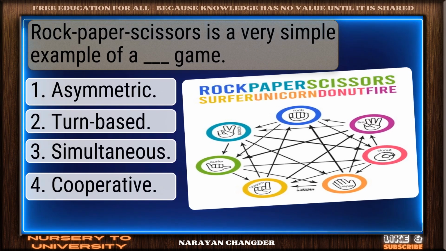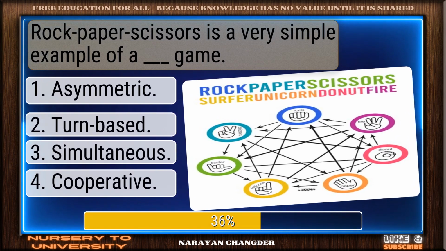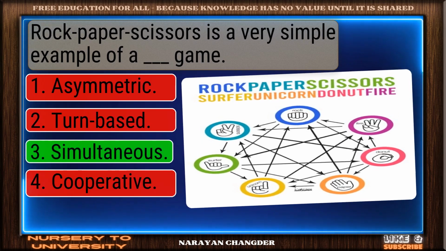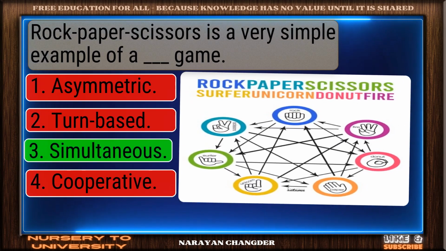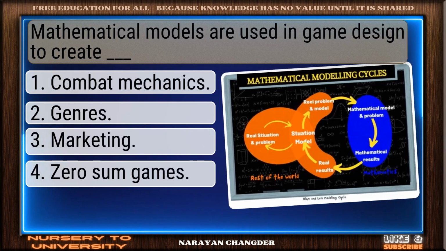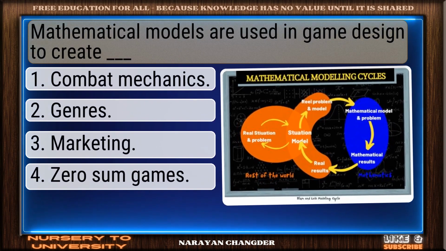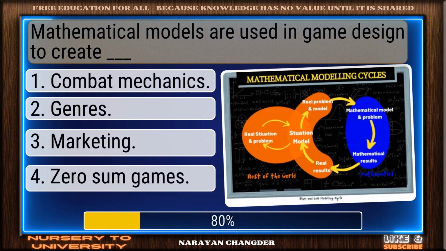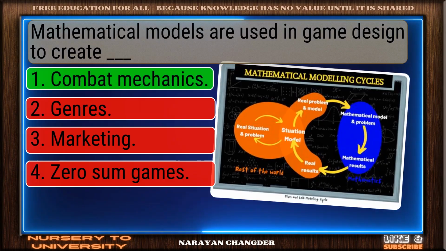Rock, paper, scissors is a very simple example of a dash game. Correct response. Simultaneous is the most accurate answer. Mathematical models are used in game designed to create dash. Valid point. Combat mechanics is true.